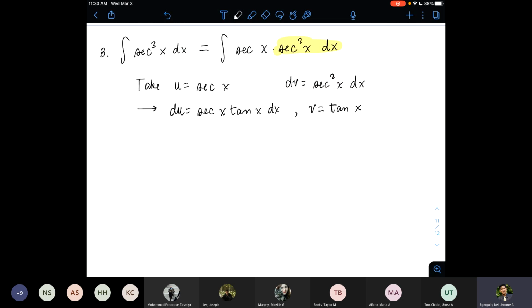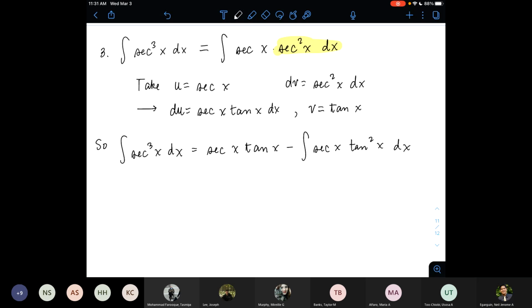Good? So if you apply IBP, the integral of secant cubed x dx is equal to uv. So you'll have secant x tangent x minus the integral of v du. So you'll have secant x tangent squared x dx, right? So I just went on with the multiplication of v and du and got this. Good so far?